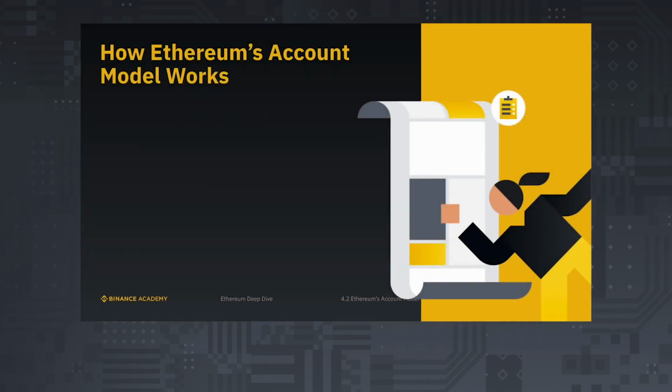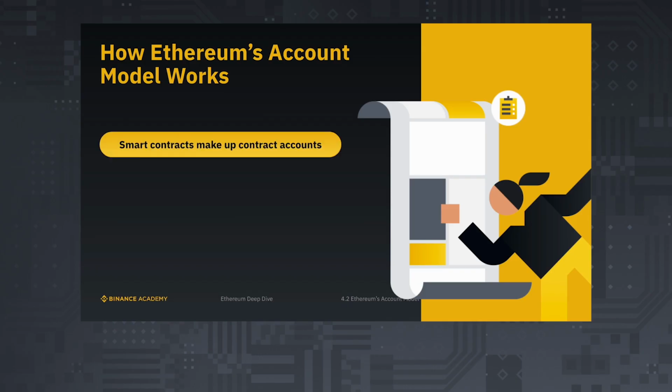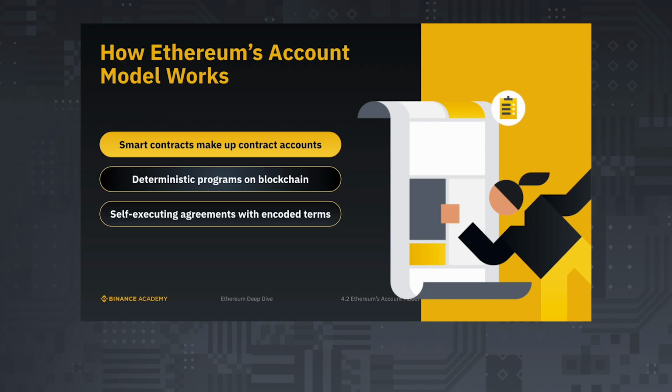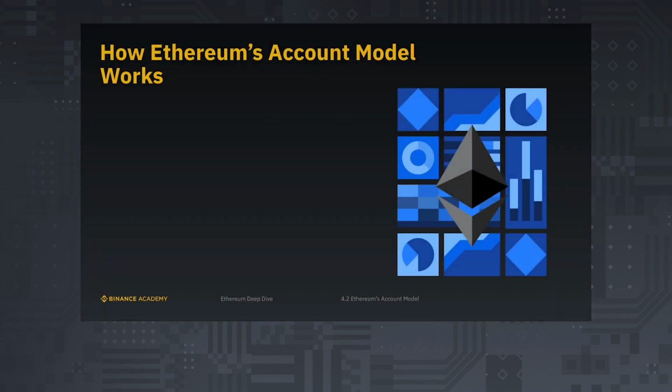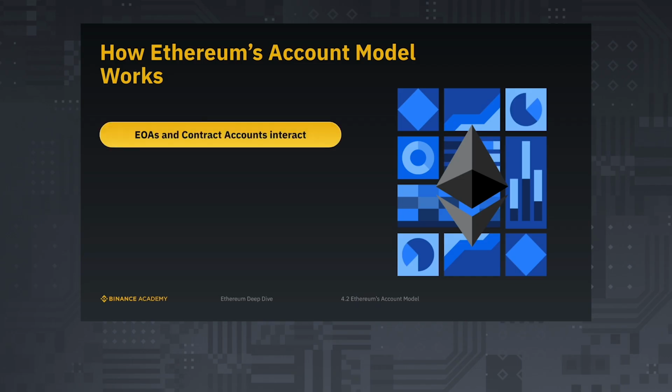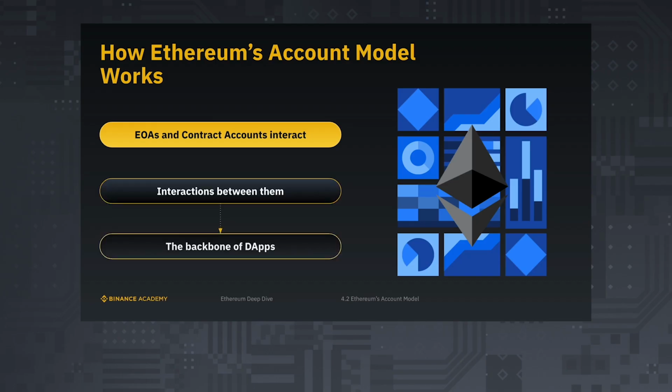Now, let's get to one of the core concepts of the account model: smart contracts, which make up Ethereum's contract accounts. Smart contracts are deterministic computer programs that run on the blockchain when certain conditions are met. They are self-executing agreements with the terms of the contract directly written into code. They eliminate the need for intermediaries and allow for trustless transactions. A unique aspect of Ethereum's account model is the ability of EOAs and contract accounts to interact with each other. This interaction forms the backbone of Ethereum's decentralized apps.